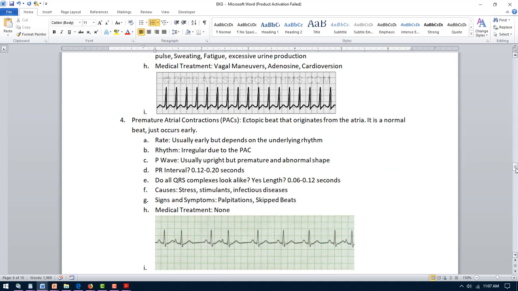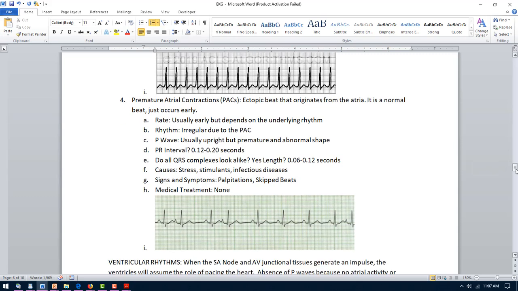Premature atrial contractions, you guys can see these. The way to pick these up is the rate. It kind of depends on what the underlying rhythm is, but a PAC is going to make the rate irregular. The P wave, generally, for the most part, is going to follow whatever the underlying rhythm is. So let's say in this one, the underlying rhythm is a normal sinus. So all those P waves, except for the two, actually look good. They're upright, they're rounded, they're within the normal time.